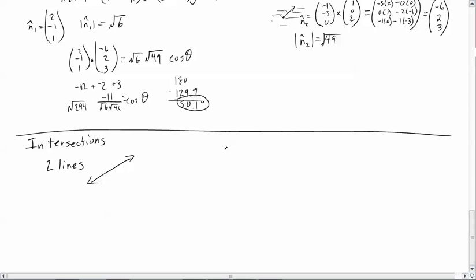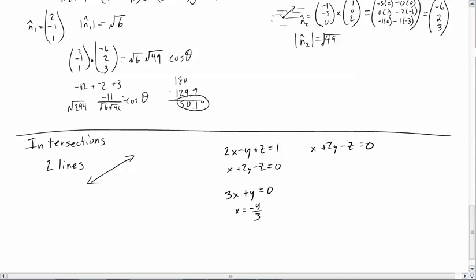Let's consider the planes 2x minus y plus z equals 1, and x plus 2y minus z equals 0. The first thing that we're going to do is try to put these two equations together and eliminate z. So I'm going to add the second equation, x plus 2y minus z equals 0. I add them together, I get 3x plus y equals 0, and I'm going to solve for x. I subtract the y and divide by 3, so x equals negative y over 3.